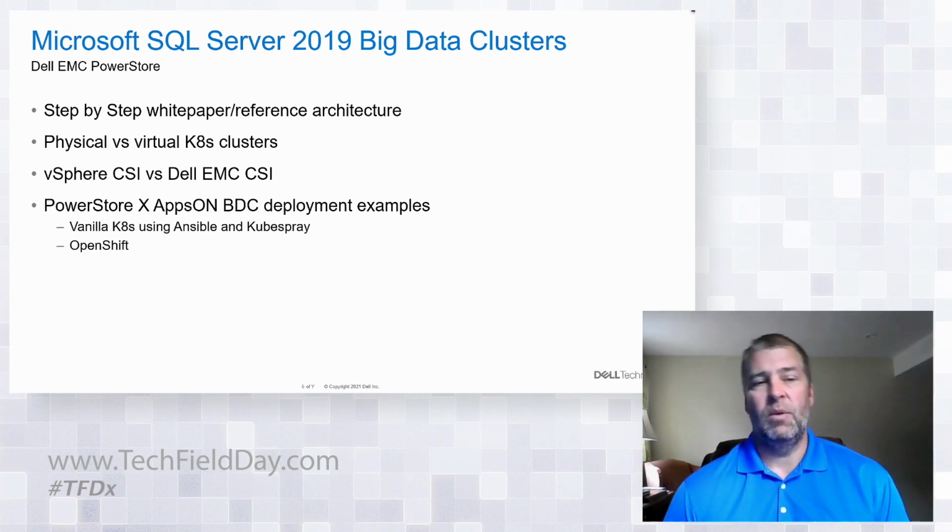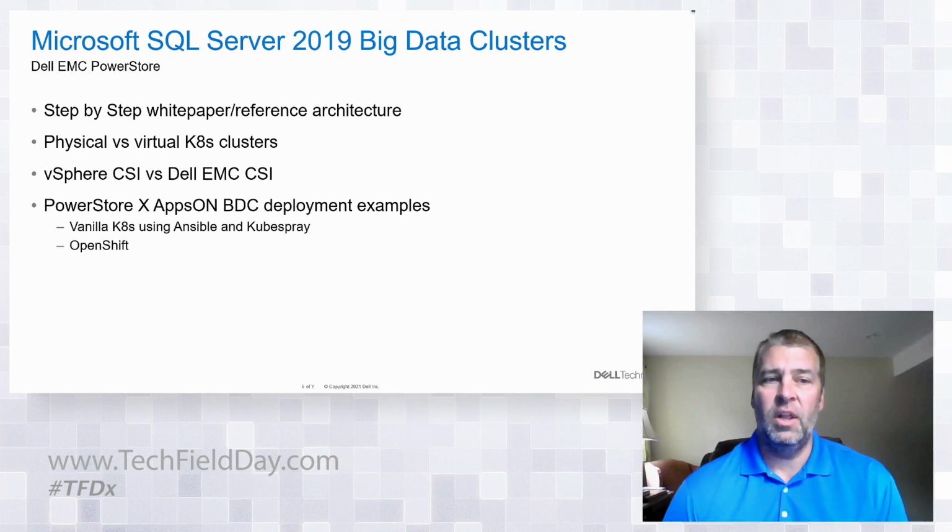And within this paper, there's two very specific deployment examples. I walk through a step-by-step deployment example of how you would deploy this BDC environment from start to finish on PowerStore X using a vanilla Kubernetes distribution, and leveraging Ansible and KubeSpray, which is a series of Ansible playbooks that were written and developed for Kubernetes deployment.